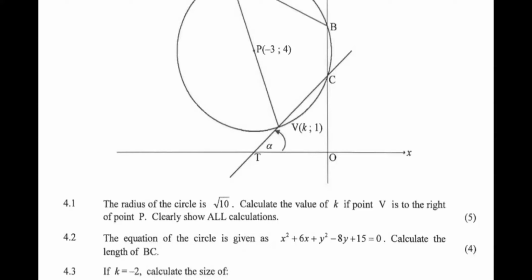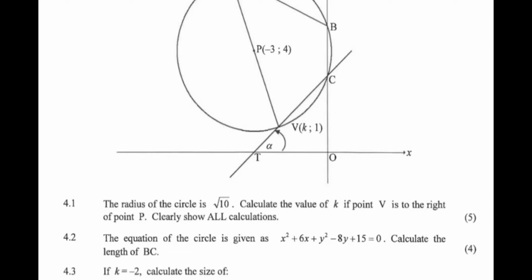So the next question reads, the equation of the circle is given as x squared plus 6x plus y squared minus 8y plus 15 is equal to 0. Calculate the length of BC. They're giving us the equation of the circle and they're asking us to calculate the length of BC.